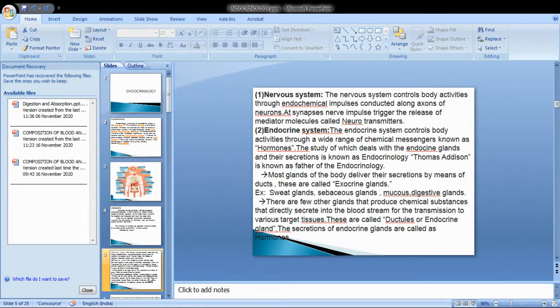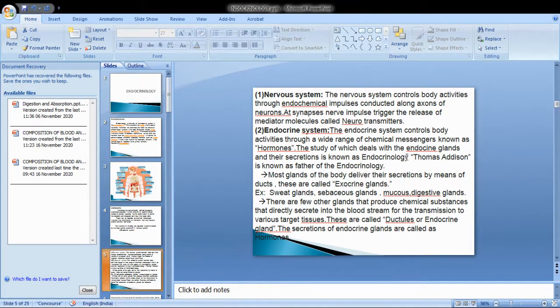The nervous system controls body activities through electrochemical impulses, which occur internally, conducted along axons of neurons. At synapses, a nerve impulse triggers the release of mediator molecules called neurotransmitters. The endocrine system controls body activities through a wide range of chemical messengers known as hormones. The study that deals with the endocrine glands and their secretions is known as endocrinology.